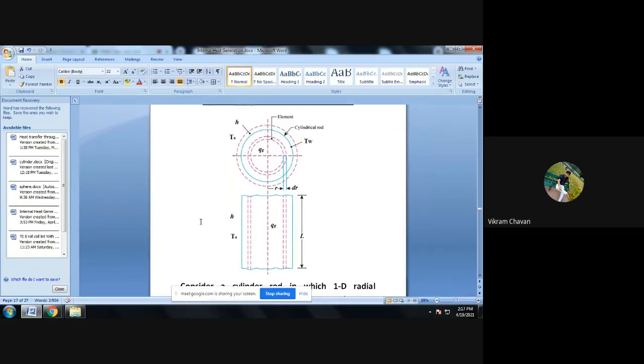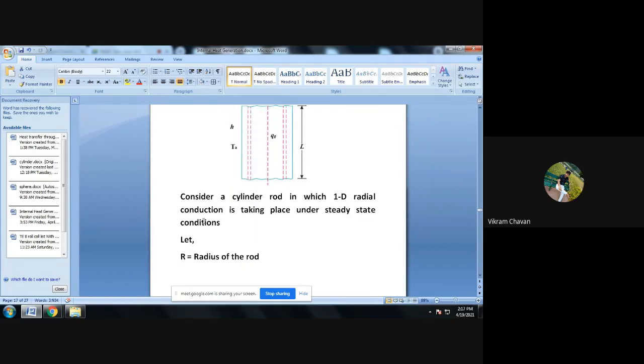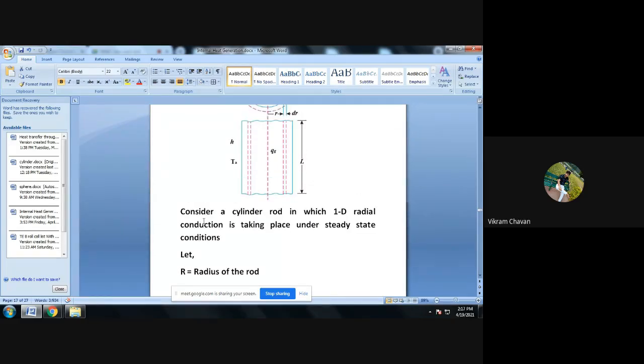Or shall I move ahead to the next elaboration? So write down: consider a cylinder rod in which one-dimensional radial conduction is taking place under steady state conditions. Full stop.